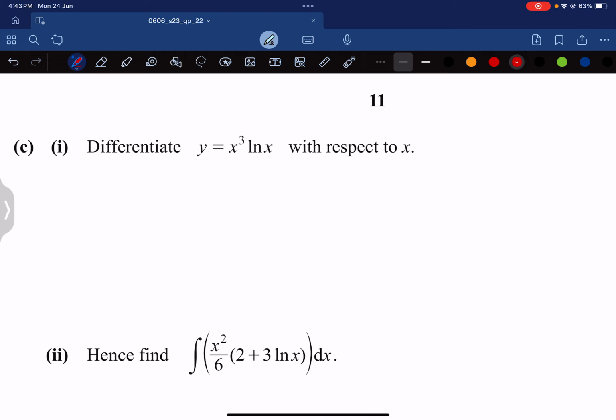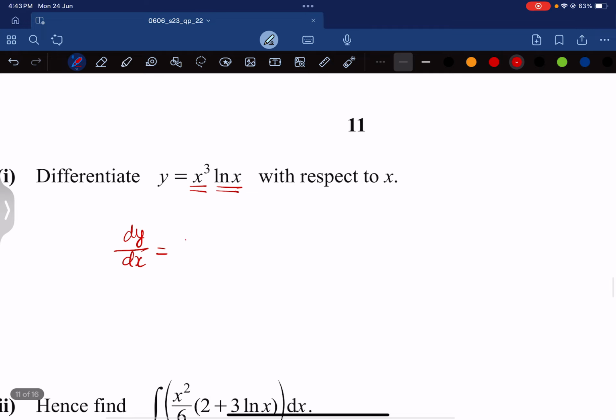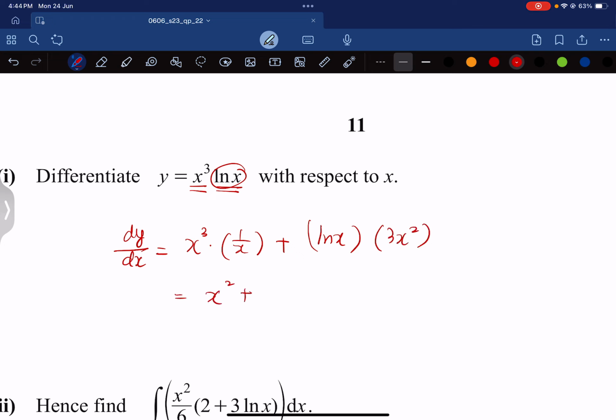To differentiate this thing, we need to use the product rule. dy/dx will equal the first function times the derivative of the second function, plus the second function times the derivative of the first function, with the first function x squared plus 3x squared ln x.